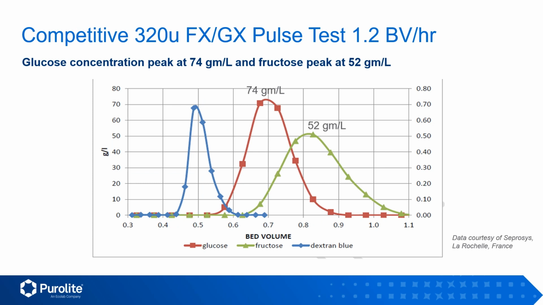We ran the first pulse test at a space velocity of 1.2 bed volumes per hour. The blue curve is a pulse of dextran blue dye, which was used to establish that the resin packing was proper. If the blue dye curve had any double humps or extended tail, we would need to repack. This is the fructose-glucose separation curve for the most commonly used separation resin in the fructose industry. We can see that the glucose curve peaked at a height of 74 grams per liter, and the fructose curve peaked at a height of 54 grams per liter.